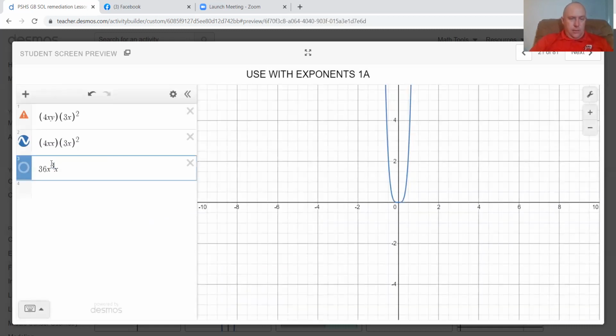And then you can actually look to see what happens. So there's my 36x cubed y, but once again, you can't type in y, you can type in x. And look, you can see that this picture is exactly the same. So that's a really clever way of finding out the correct answer without having to do any algebra. You can just look to see which graph actually matches.